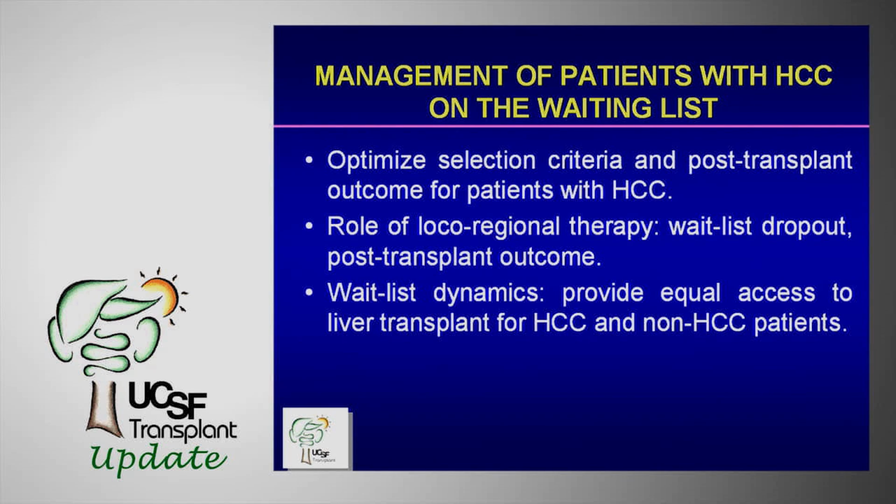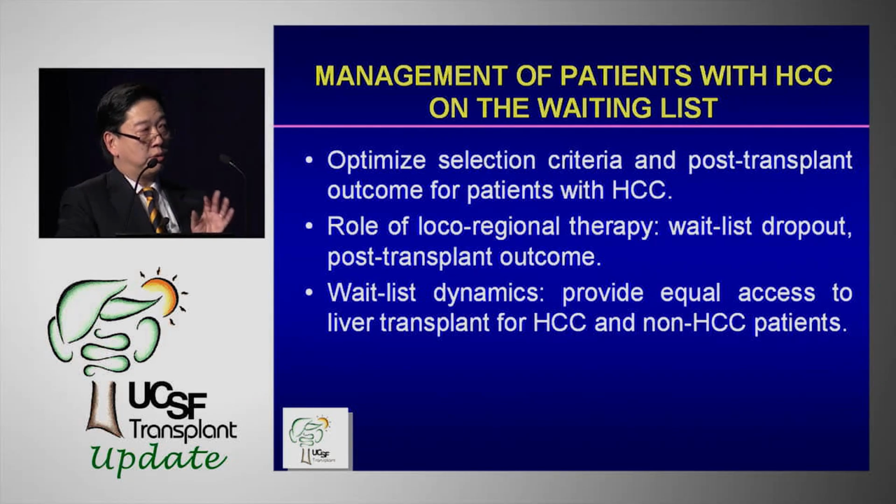And there are still a lot of questions and debates about the precise role and benefit of local regional therapy, which has become somewhat controversial. Some of the data that came out recently are really intriguing about the response to local regional therapy being a potential marker for selection of candidates for transplant. We want to look at the impact of local regional therapy on waitlist dropout, post-transplant outcome, and, as Ria already alluded to, waitlist dynamics. How could we provide equal access to liver transplant for both HCC and non-HCC patients?